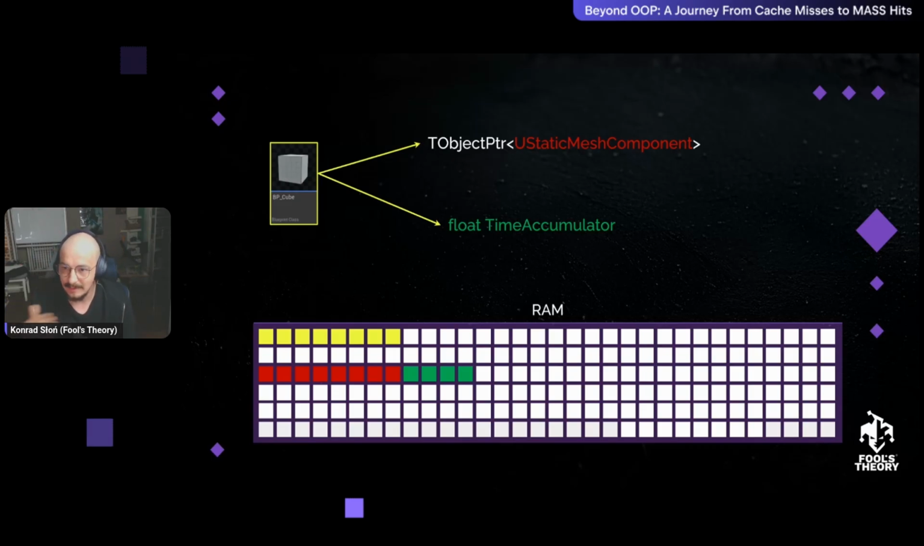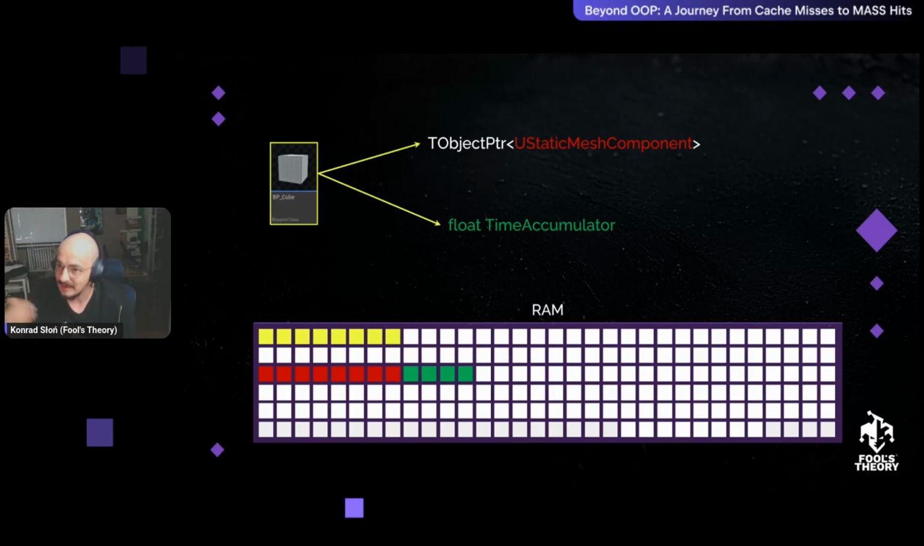And in that other part of the memory, you will allocate the concrete components you want to use. So for example, that yellow color here, here's your object, and this object has a pointer to a static mesh component. But that static mesh component is not allocated together with that object. It is allocated in a totally different place in your memory.